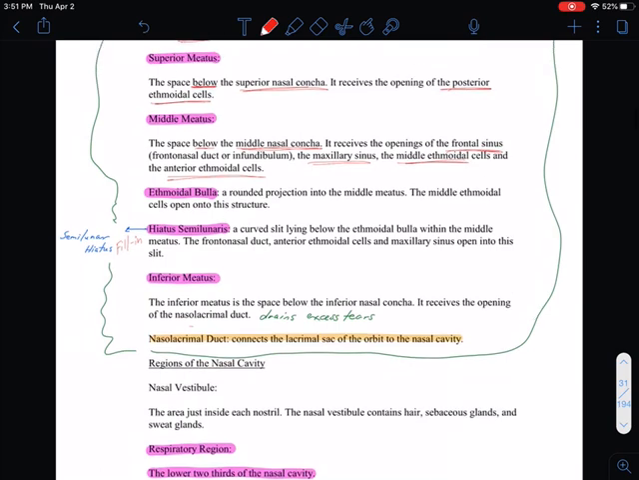Next, we have our ethmoidal bulla. That's a round projection that goes into the middle meatus, and middle ethmoidal cells only open into that structure.